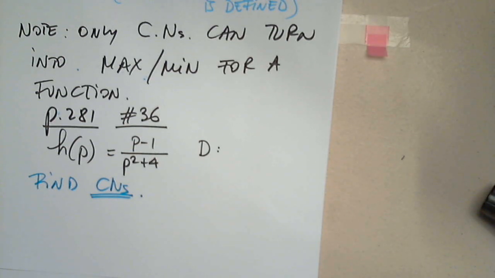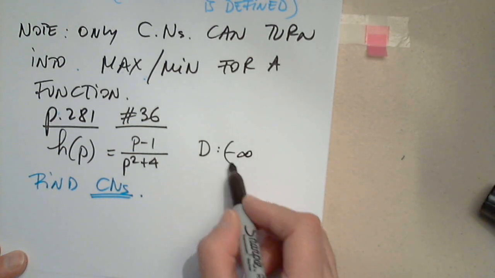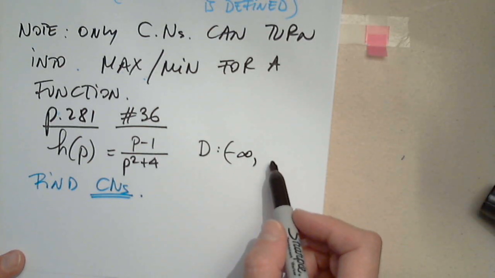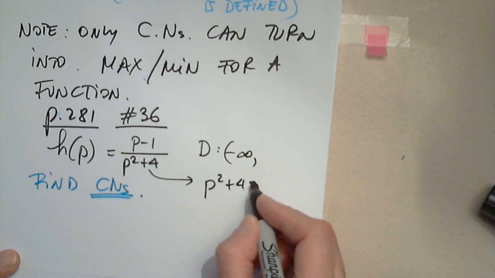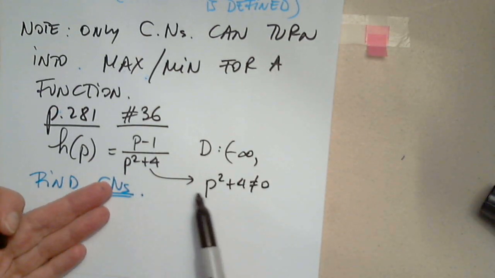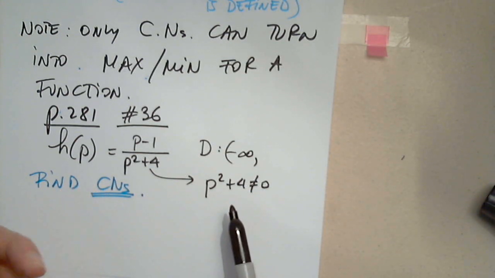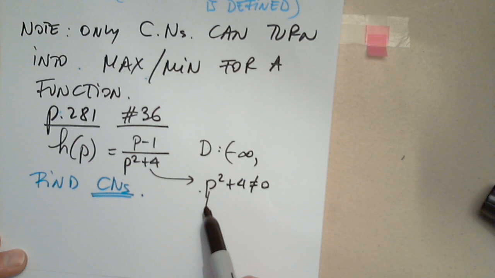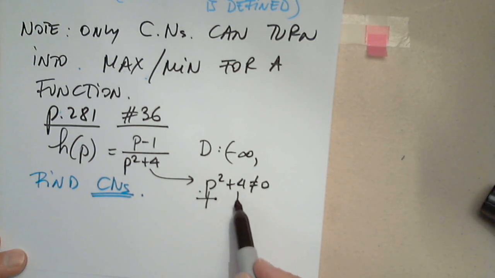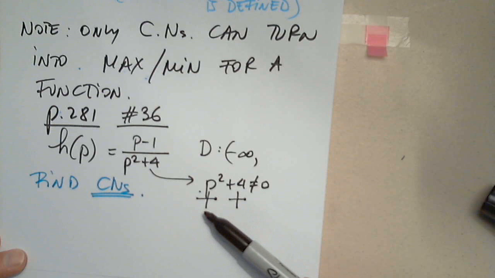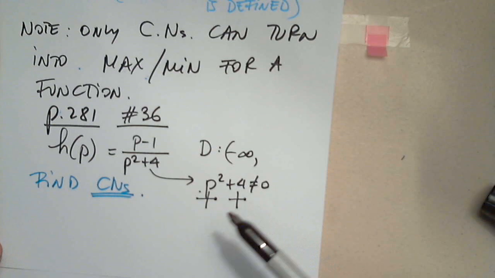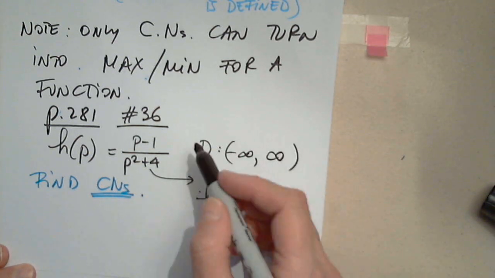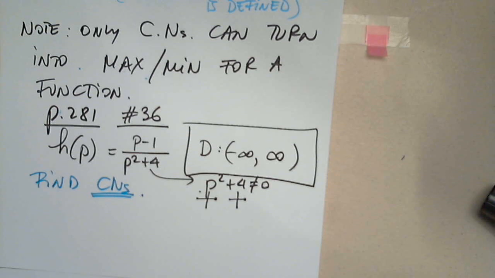Negative infinity to, oh yeah, negative infinity to -2, right? Let's check. The only problem we can run into is the denominator being 0. Correct? Good. So this is a positive number forever. This is a positive number forever. When I add two positive numbers, can I ever get 0? No. So luckily, there is no headache here. The function exists for anything.